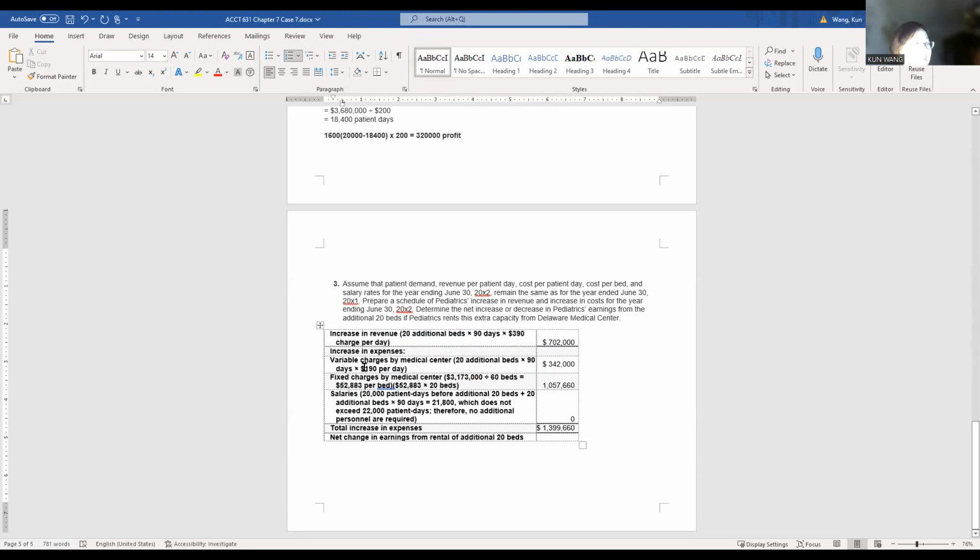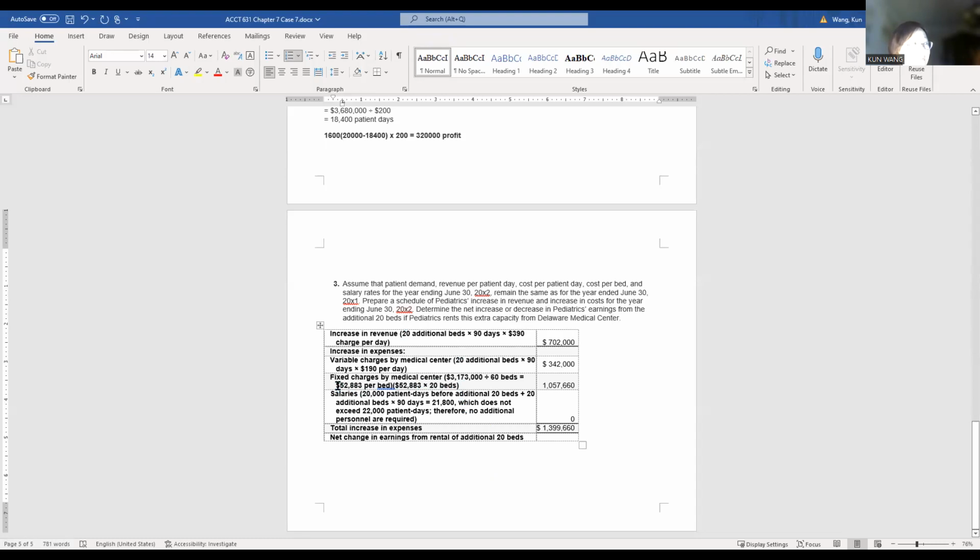So we still use the 190 as a variable cost per unit. But the fixed cost, if you rent the 20 beds, even if you only rent for 90 days, the hospital will charge an annual rate. So that's something you need to consider very carefully. They wouldn't say, oh, I only charge you for 90 days but not the whole year. So you can see they use their average charge per bed per year.